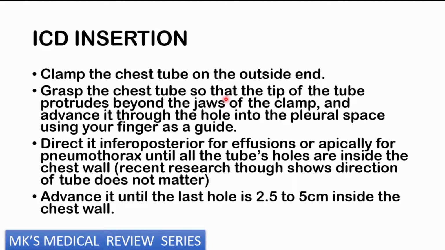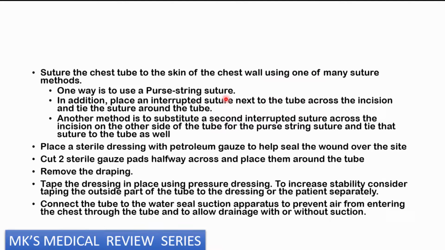But recent research has shown that despite the direction which the tube is facing, the fluid or the air that is present in this space is going to drain because of the difference in the partial pressures. Then of course you should advance the tube until the last hole is about 2.5 to 5 centimeters inside the chest wall. Remember the marker that you made on the tubing for the length? Yeah, you should be able to get to that length.